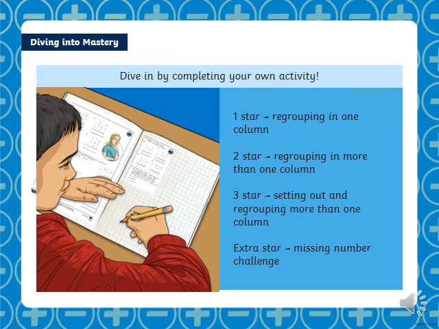Okay, so you're going to have a go at your task now. So our 1-star task, you're going to be regrouping in one column, just one column. If you're going to have a go at 2-star, you'll be regrouping or exchanging in more than one column in one sum. Okay, and in 3-star, the sheet will not show you how to set it out, so you're going to need to set it out and then you'll be regrouping in more than one column. And if you'd like to have a go at that extra star, then you've got a missing number challenge. So choose your activity, write it all out in your book and then check your answers.